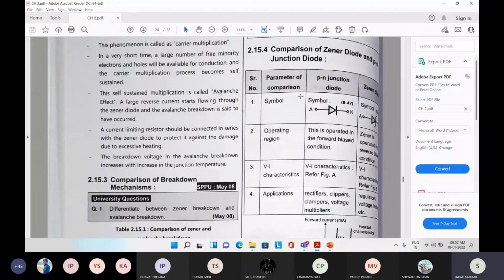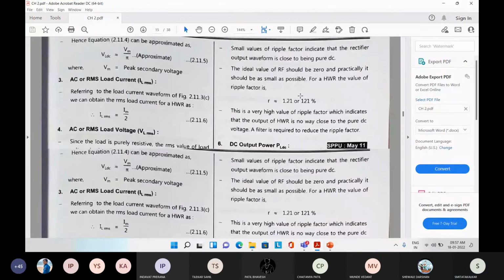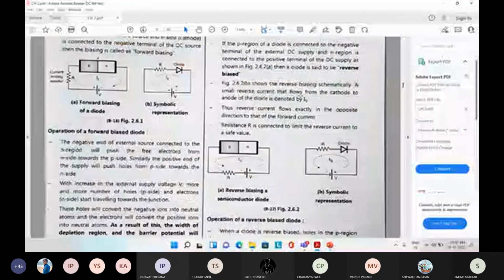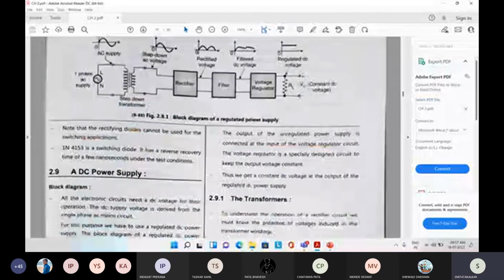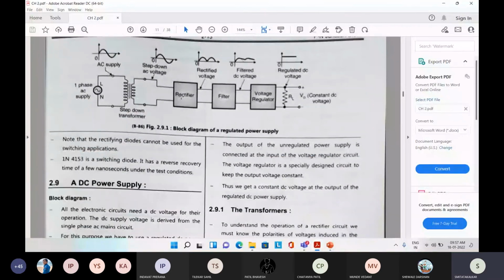You can see the diagram of the power supply. Here is the rectifier, the block diagram of a regulated power supply. In the rectifier circuit, alternating current is converted to direct current using a bridge rectifier. The voltage regulator converts DC voltage to a regulated DC voltage. That's why the Zener diode is used here.